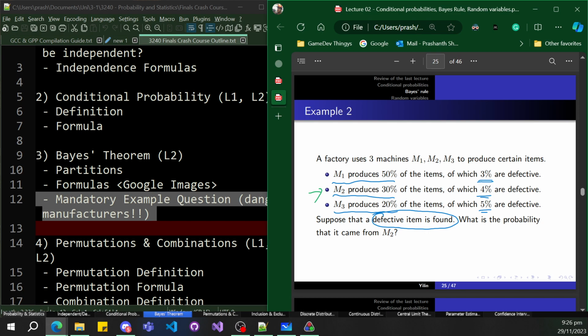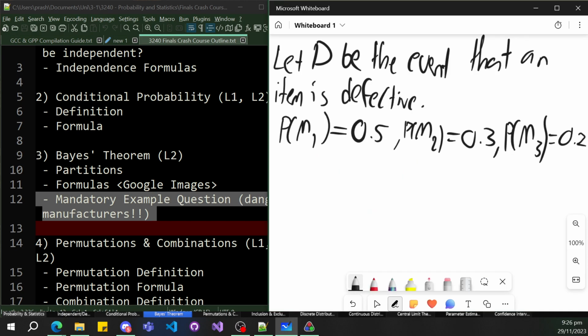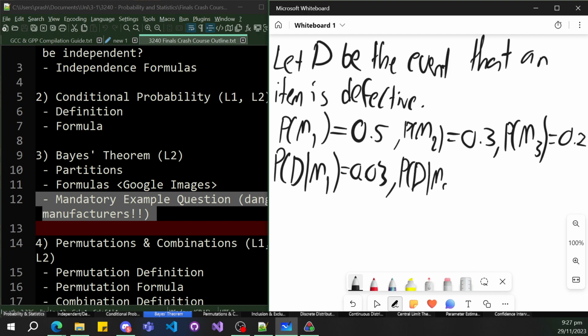So it's given. I'm so sorry, I think I peaked the microphone. It's given that M1 is producing the thing you're inspecting right now, of which 3% are defective, which means the probability that an item is defective, given it was from M1, is 3%, 0.03. Likewise, the same logic goes for the rest. 4%, 0.04. Defective given M3.